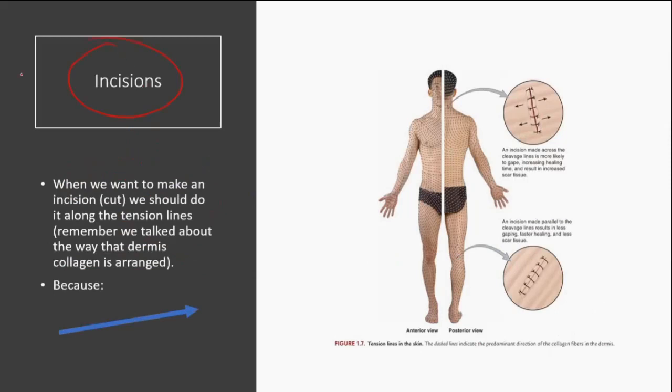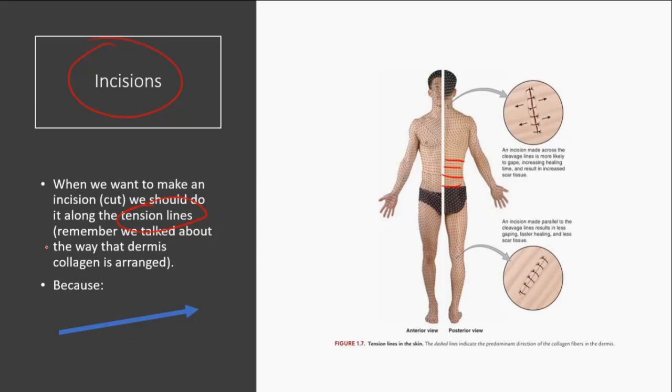Okay, so incisions, remember, this is the third clinical correlate for your skin. Remember we said that these lines here, they're called something. Do you remember what they're called? Tension lines, exactly. So what were your tension lines? Your tension lines are essentially the pattern, or the direction, that your collagen is traveling in your dermis. Because remember, your dermis is just collagen basically.